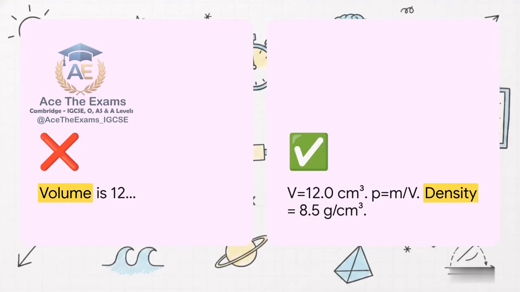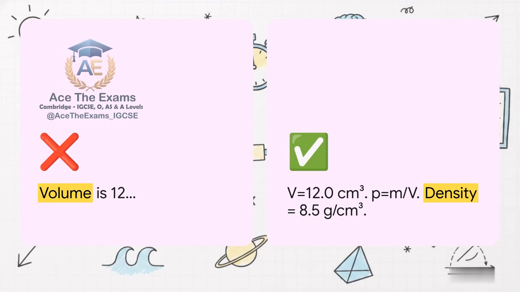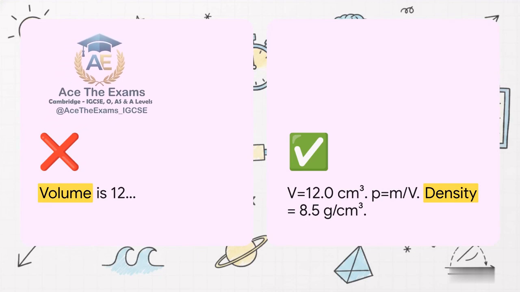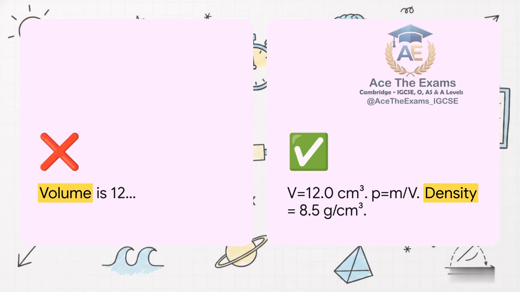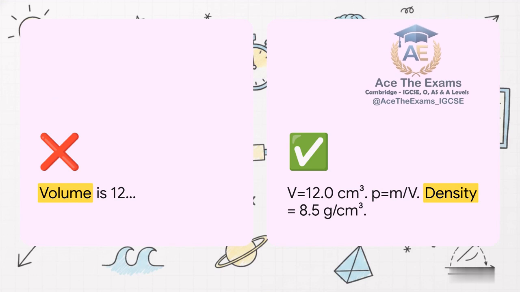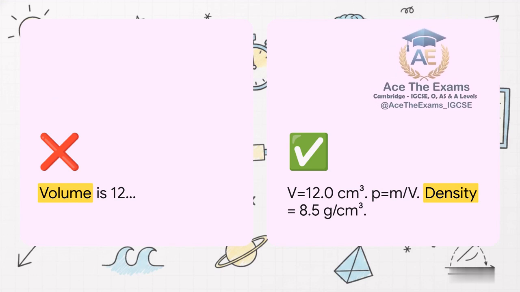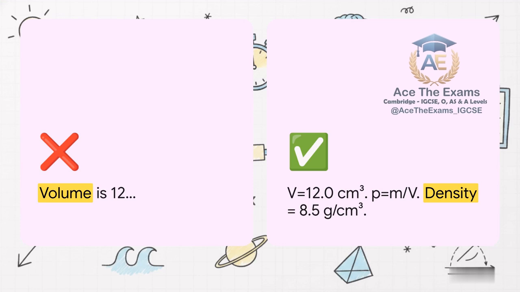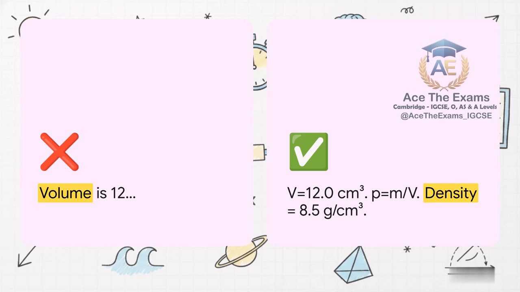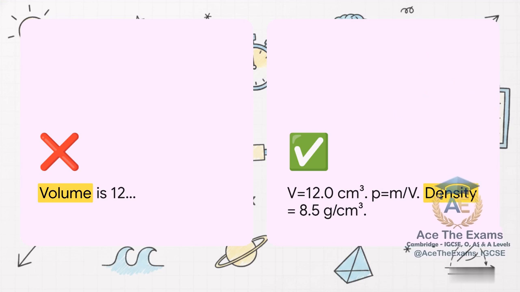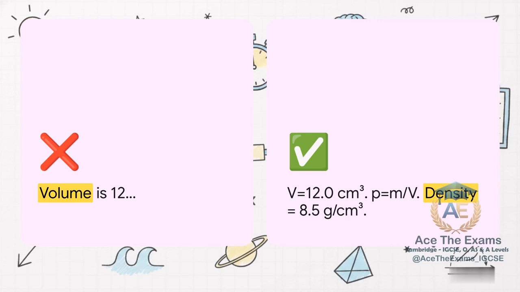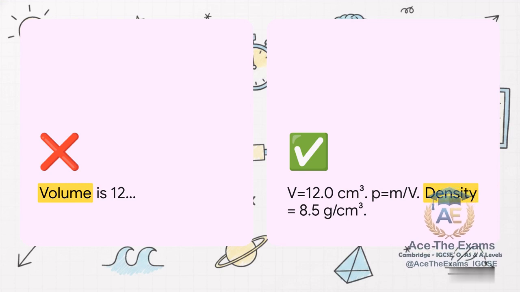Now, see how that builds into a perfect top band response. V equals 12.0 centimeters cubed. Rho equals m over V. Density equals 8.5 grams per centimeter cubed. Notice the profound difference here? We've got the correct formula symbol. We have exactly one decimal place, showing the precision of the measuring instrument, 12.0, not just 12. And we have explicit units stated at every single step. Doing this guarantees every single method mark, even if your finger slips on the calculator at the very end.